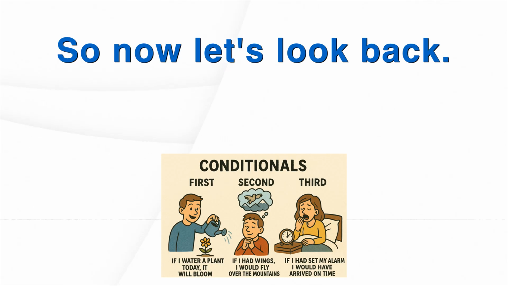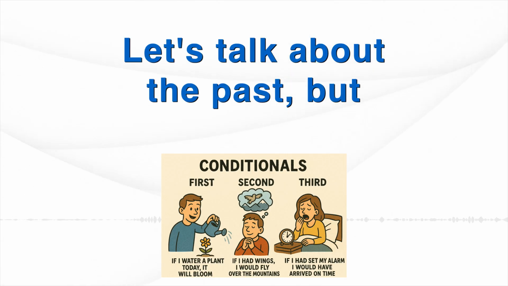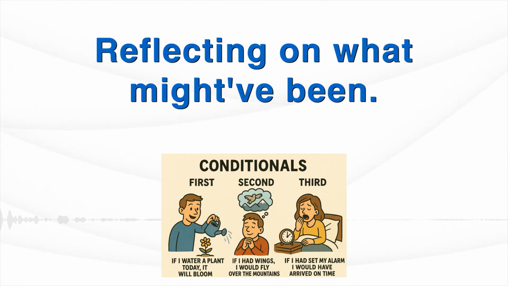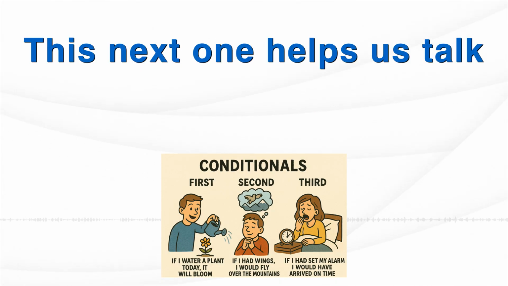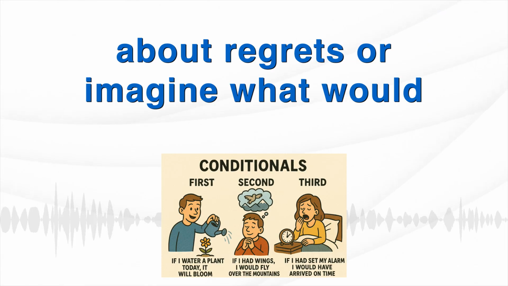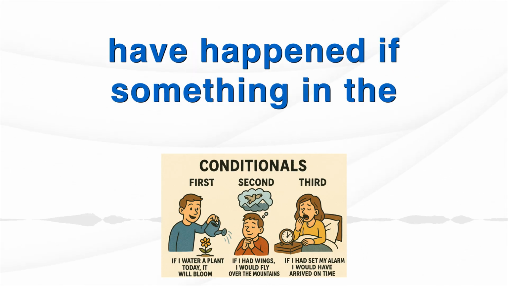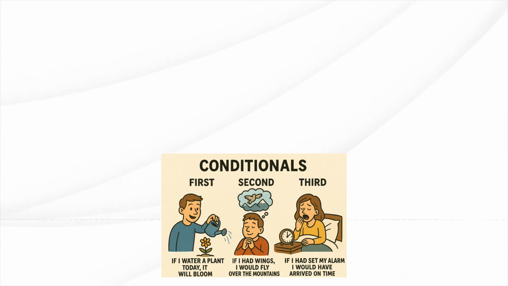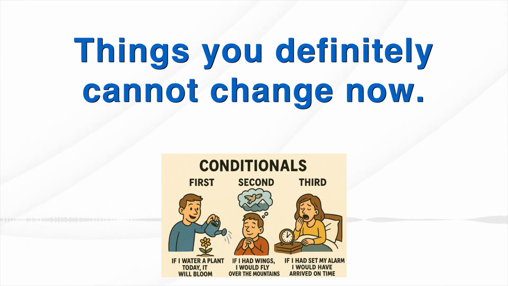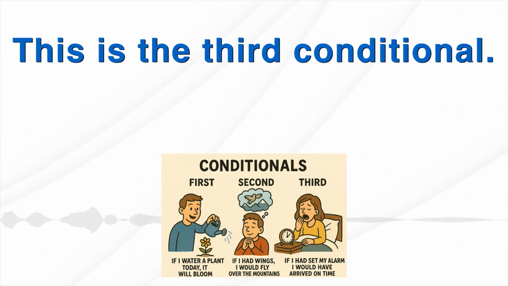Okay, so now, let's look back. Let's talk about the past, but differently. Reflecting on what might have been. Exactly. This next one helps us talk about regrets, or imagine what would have happened if something in the past was different. Things you definitely cannot change now. The point of no return. This is the third conditional.